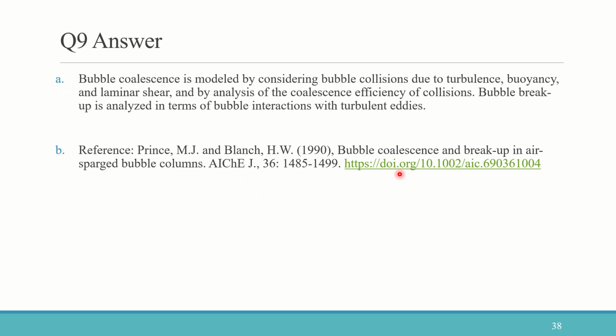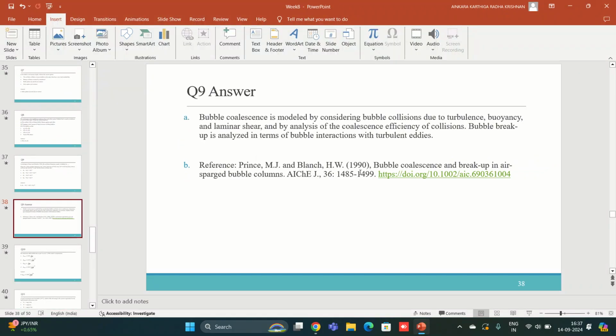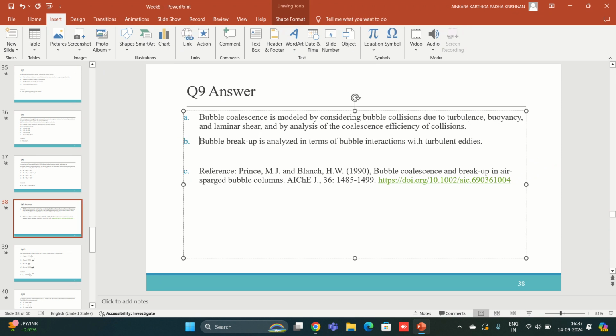What they are saying is bubble coalescence is modeled by considering three phenomena: bubble collision due to turbulence, bubble collision due to buoyancy, and bubble collision due to laminar shear. And by analysis of the coalescence efficiency of these collisions, we are modeling the bubble coalescence. And the second statement is bubble breakup is analyzed in terms of bubble interaction with turbulent eddies. This is extra information, you need not worry about that.